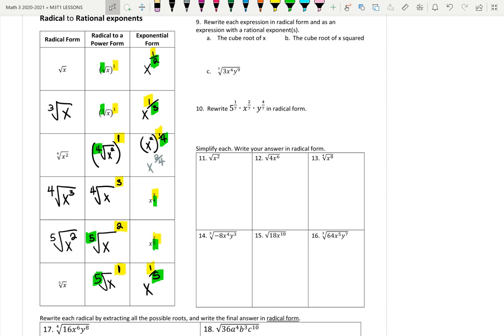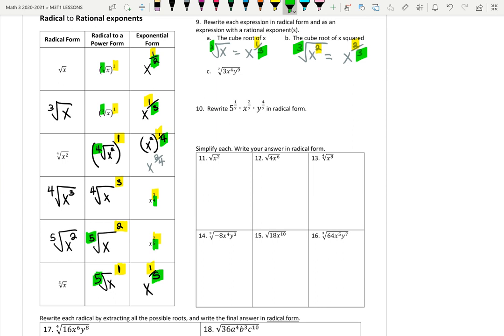In number 9, it says rewrite each expression in radical form and as an expression with a rational exponent. The cube root of x is the cube root of x, and it is also x to the 1/3 power. The cube root of x squared is going to be x to the 2/3 power. Notice in both of these examples, the power was the numerator, and the index was the denominator of the rational exponent.